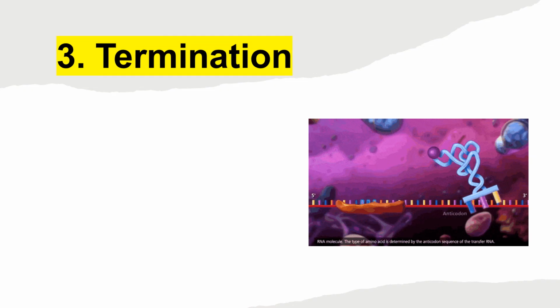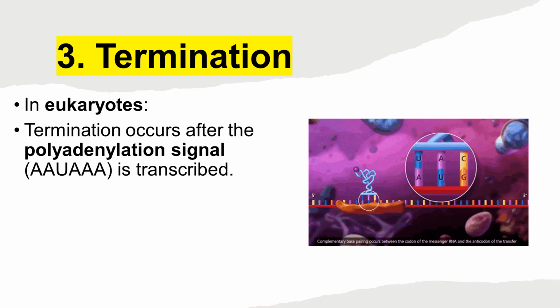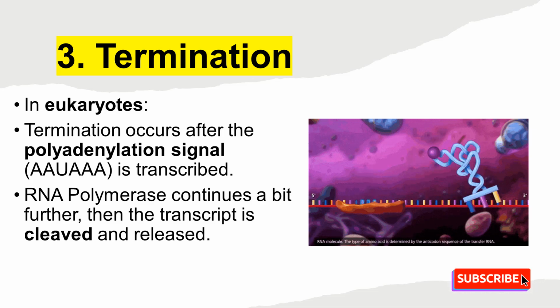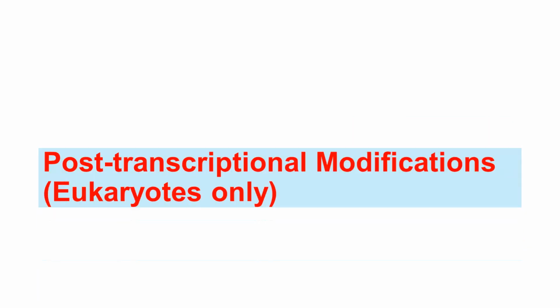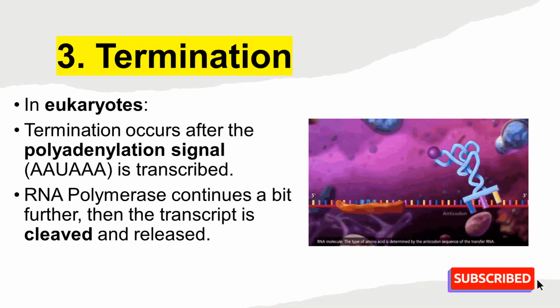3. Termination. In prokaryotes, rho-independent termination forms a hairpin loop in RNA that destabilizes the complex. Rho-dependent: a rho protein helps detach the RNA transcript. In eukaryotes, termination occurs after the polyadenylation signal, AAUAAA, is transcribed. RNA polymerase continues a bit further, then the transcript is cleaved and released.